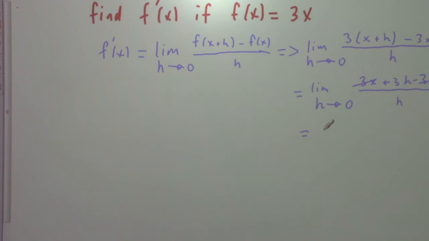And so this is going to be equal to limit as h approaches 0 of 3h over h, and that's going to be equal to limit as h approaches 0, and what do we have left here? Just 3. So as h approaches 0, what is this equal to? 3. So our answer is that f prime of x is equal to 3.